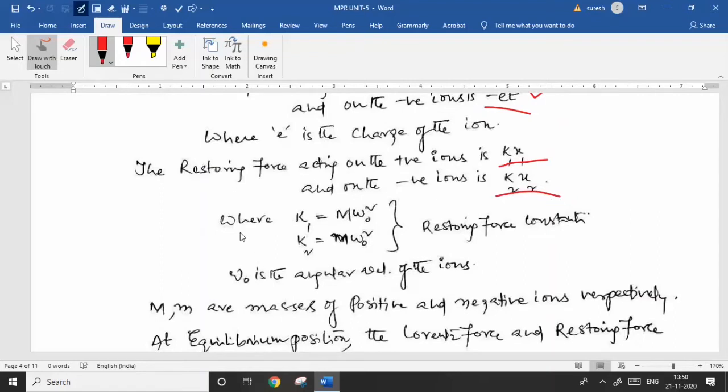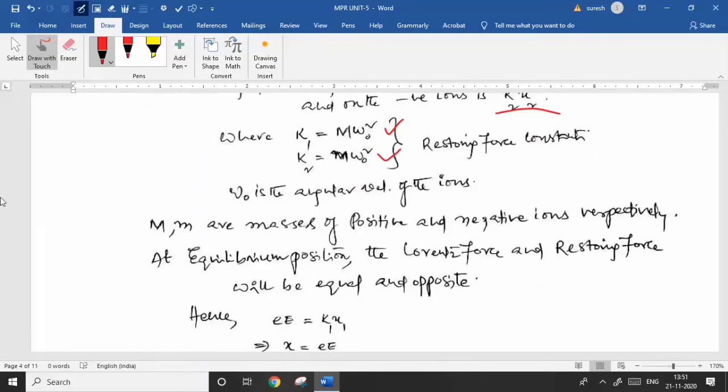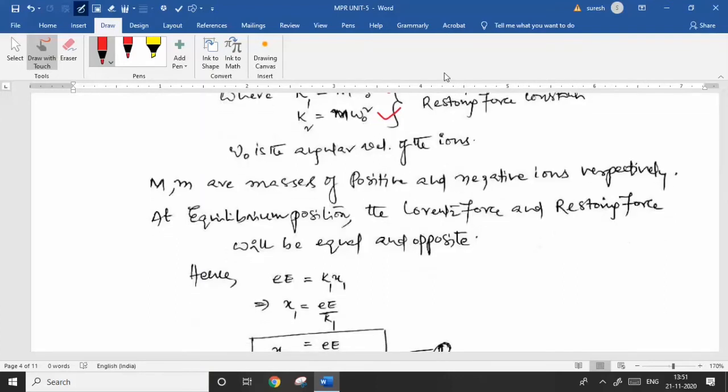And I am going to represent K1 as equal to capital M omega naught square, and K2 is equal to small m omega naught square. Both are considered restoring force constants, where omega naught is the angular velocity of the ions. Strictly speaking, capital M is the mass of positive ions and small m is the mass of negative ions respectively.